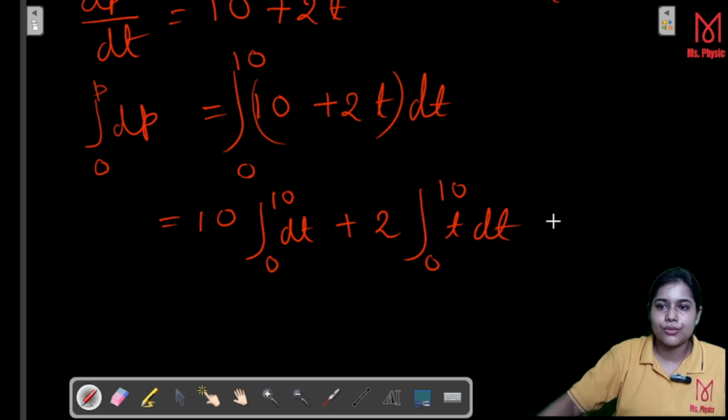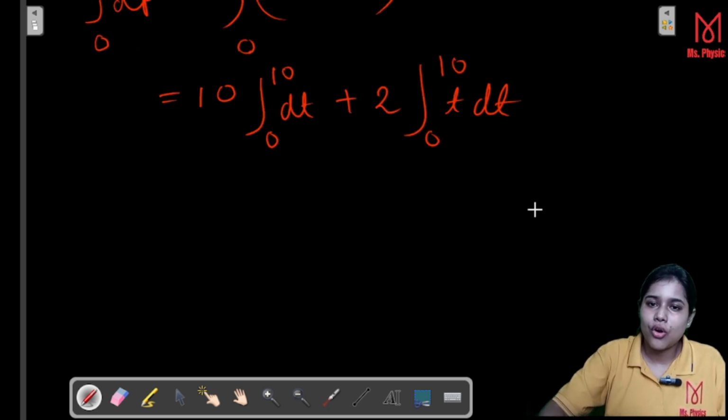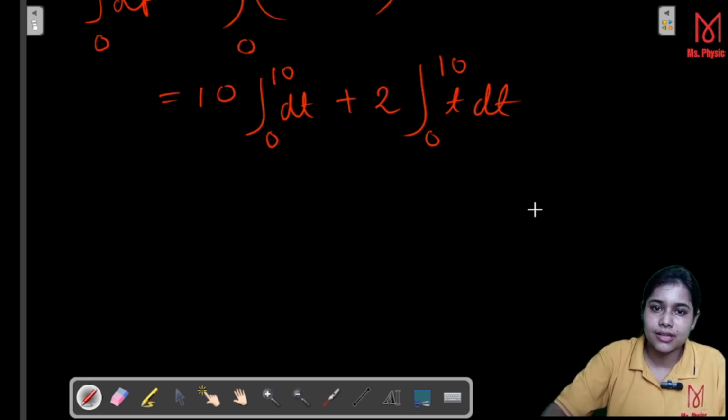Now let me tell you one thing: if you are not strong enough in integration and derivative, then you will suffer in physics. So I always tell my students that you must practice your derivative and your integration in your mathematics. You don't ignore it, you practice it very well. That will really help you in physics.